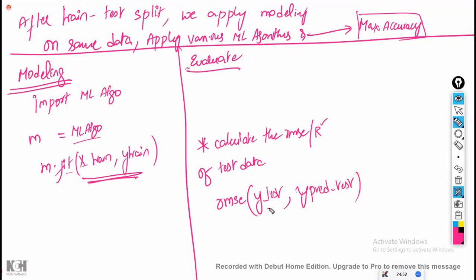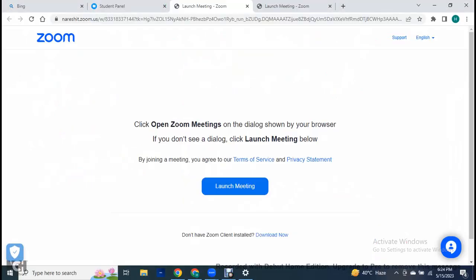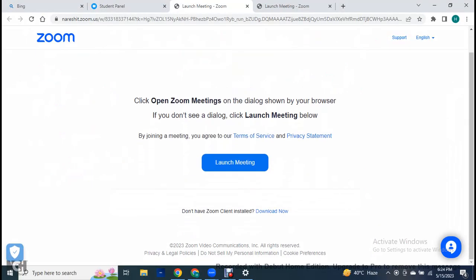Now the question is, Y test, okay, we have got during the train test split. From where will we get the Y pred test then? In order to get the Y pred test, first we have to build the model. Whatever the model is, model dot predict on X test. Whatever values we get, these values are called Y pred test. For any data set, it is common. For any algorithm, this is common. Whatever I'm writing is common for all the regression algorithms.